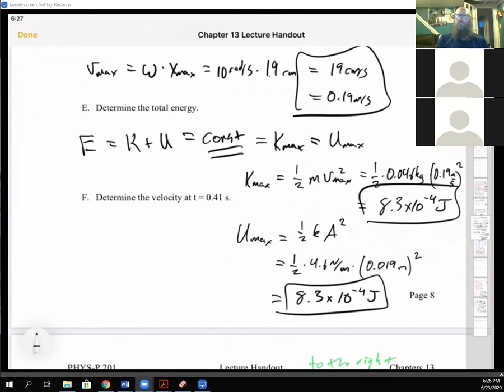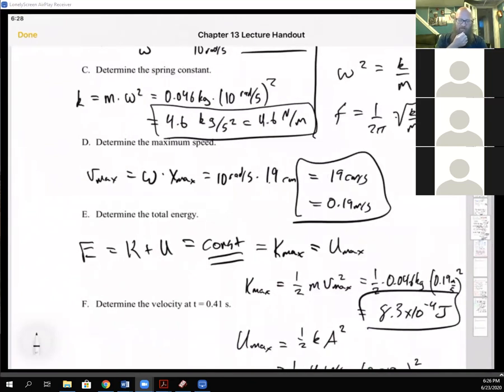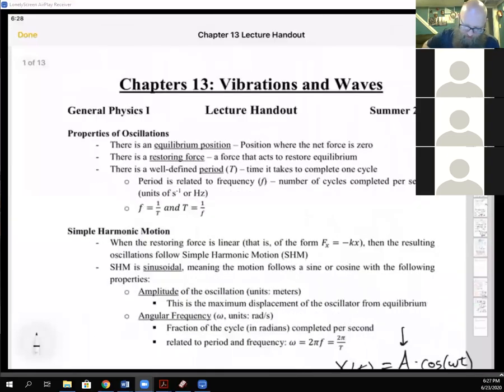Is there a question about this? How's this feel to you guys? I had a question about part D. Okay. How did you get the equation for Vmax? I was looking at the top of the worksheet and I wasn't sure how you derived that.